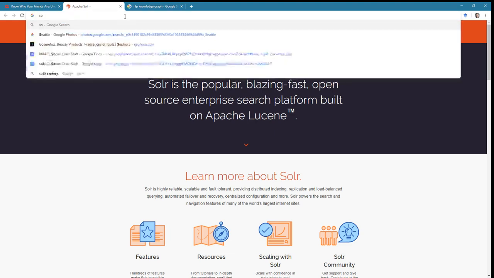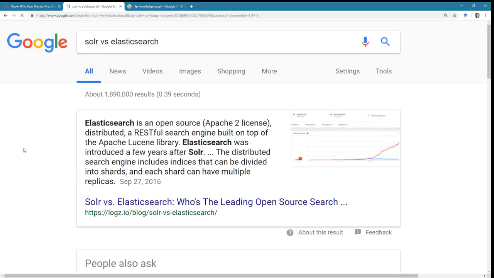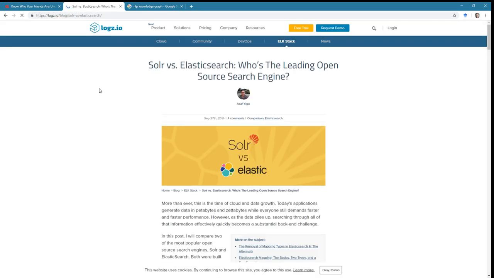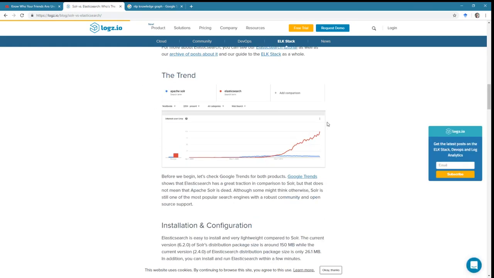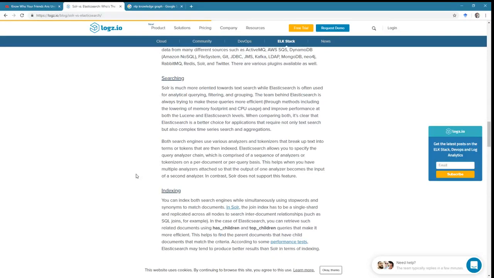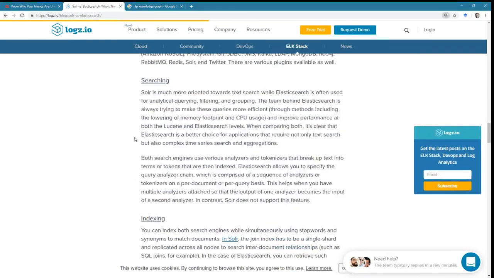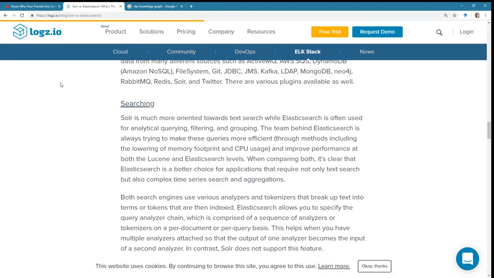So is it like Elasticsearch? Okay, yeah. Elasticsearch was introduced a few years after Solr. Okay, yes, so it's like Elasticsearch is what I'm getting by the fact that this auto-completed. And it looks like Elasticsearch is more popular over time than Apache Solr, but they are not contemporaneous, not equivalent, comparative. Solr is much more oriented towards text searching, while Elasticsearch is often used for analytical querying, filtering, and grouping. Okay, that makes sense. Because this is a text project, we really want to know about text search.